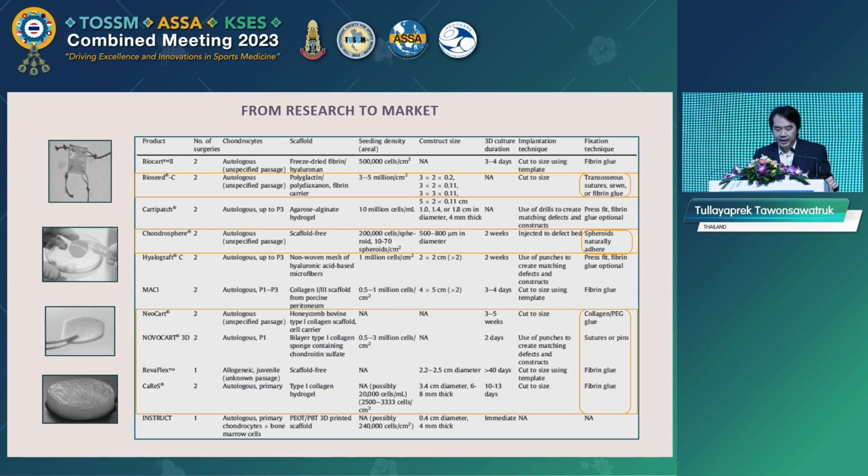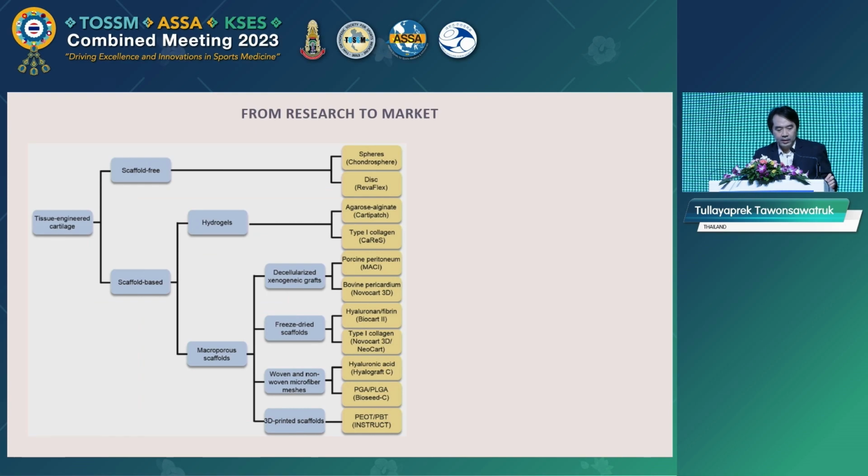From research to market, there are a lot of products available that you can use. You can use natural scaffolds, synthetic scaffolds, or scaffold-free like chondrosphere. We can culture the cells with 3D culture technique without the scaffold and put them into the cartilage defect site.